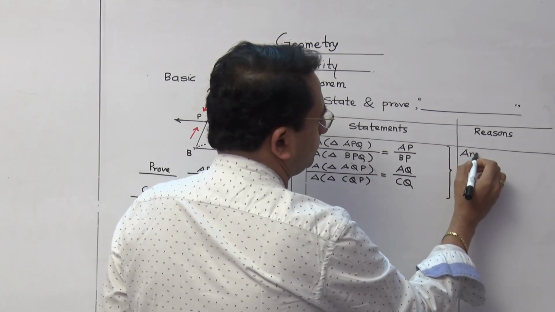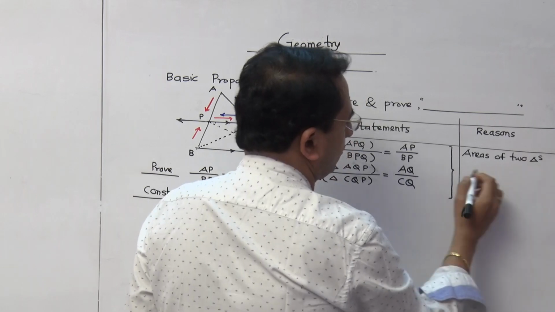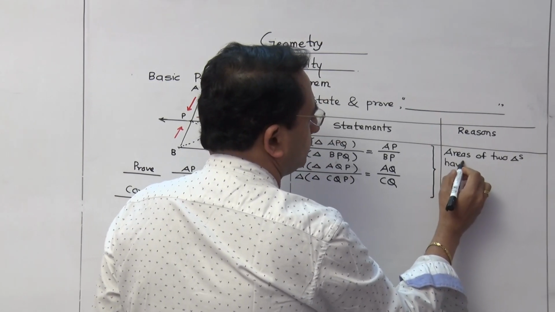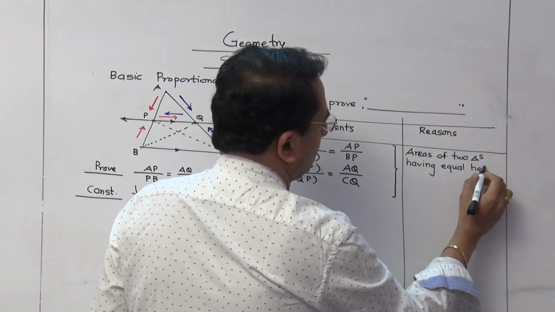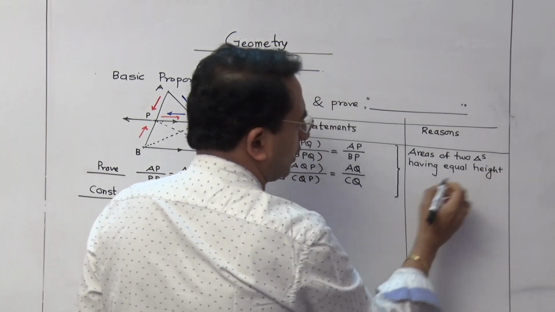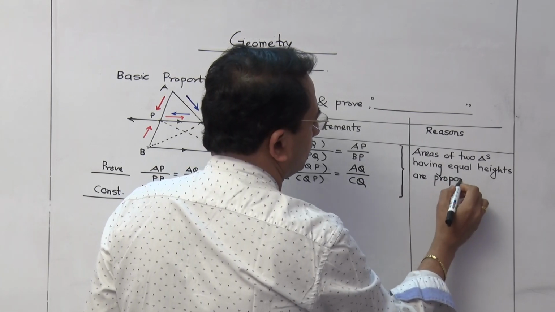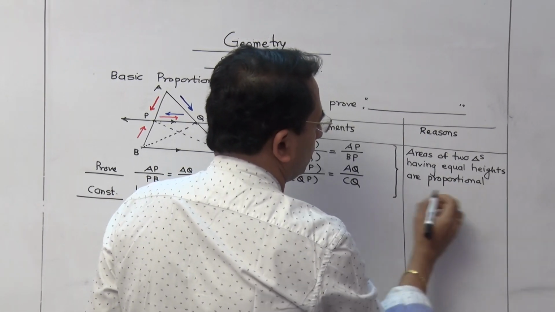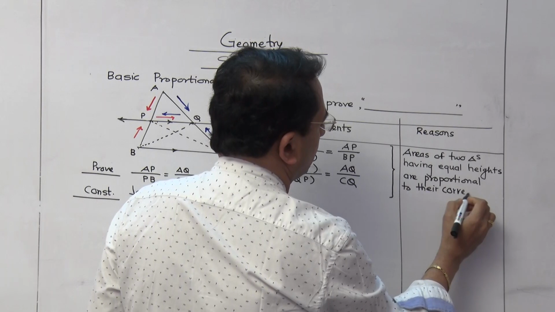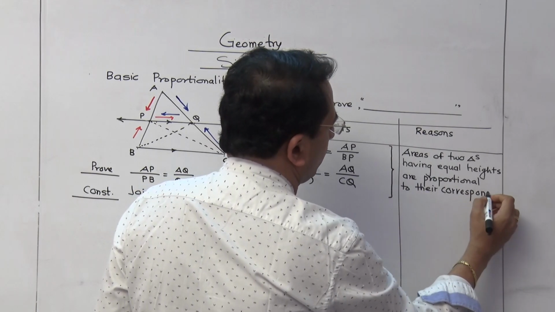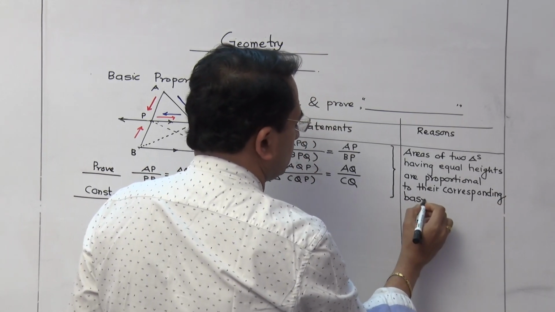Areas of two triangles having equal heights are proportional to their corresponding bases. Areas of two triangles having equal heights have their areas proportional to their corresponding bases.